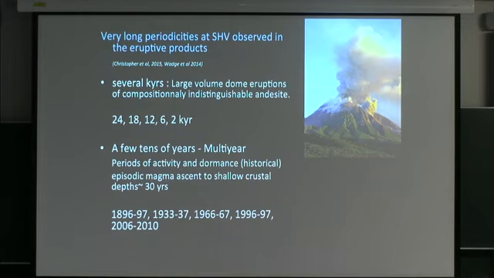Another periodicity that is observed at silicic volcanoes in the eruptive product is a periodicity of a few tens of years, where periods of activity that last a few years alternate with periods of dormancy that last about 30 years. So for instance, you see historical periods of activity in 1896, 1933, 1966, 1996, and 2006 at Montserrat again.